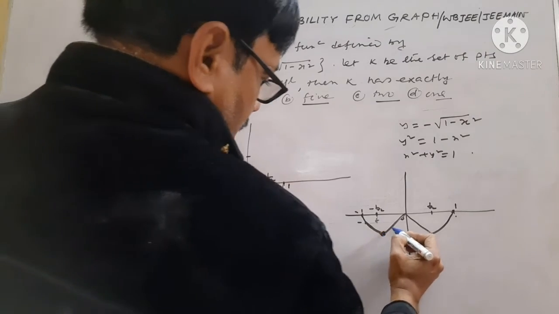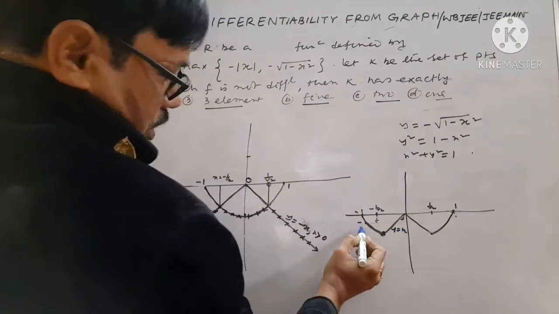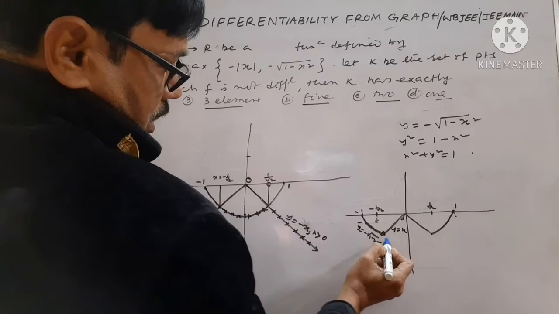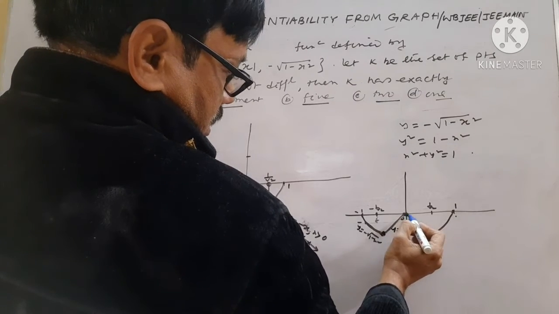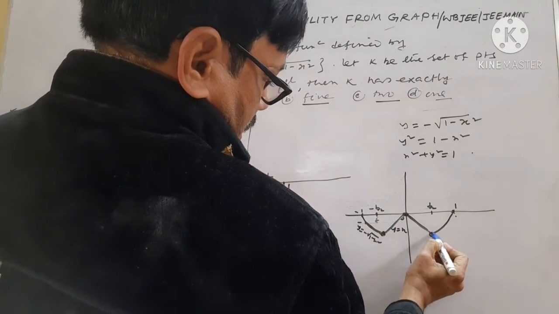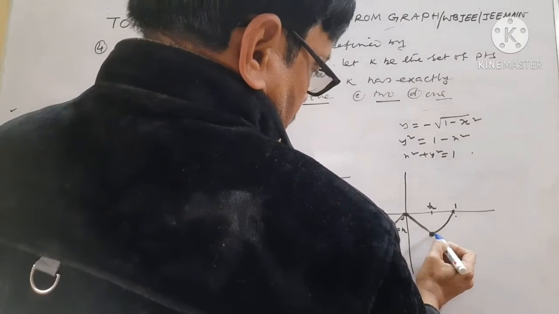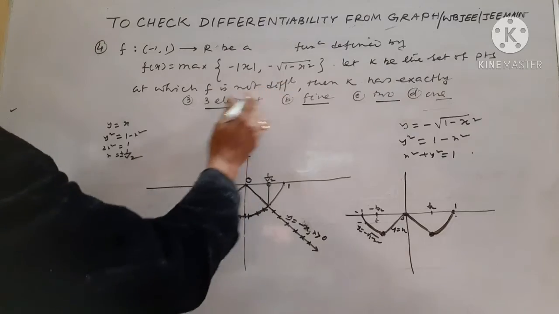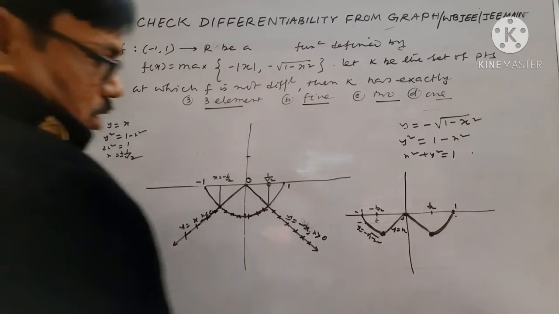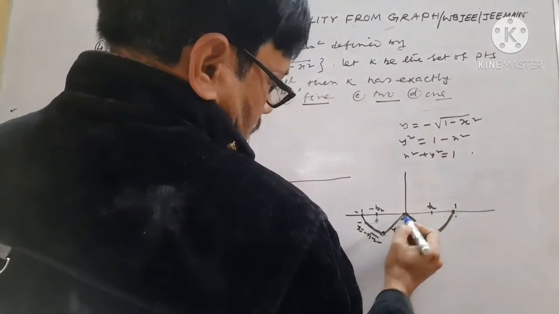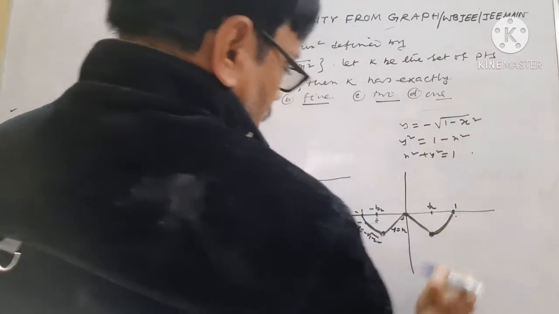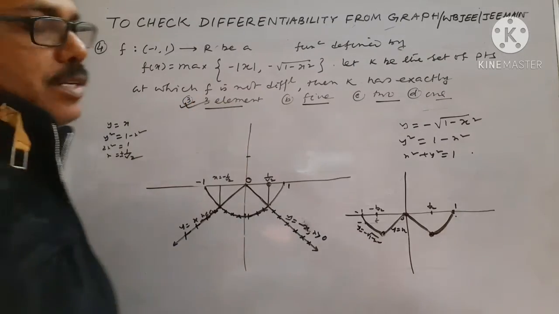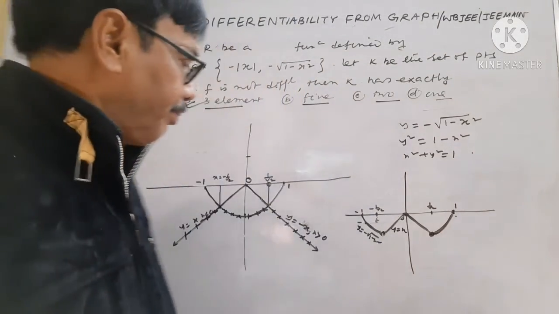So we get one sharp point. Different curve: y equals x, and this is y equals to minus root over 1 minus x square. This is mod x, sharp point. Here also sharp point. So how many sharp points within this interval? Minus 1 and plus 1 are not included. So minus 1 by root 2, 0 and 1 by root 2. So 3 points where f(x) is not differentiable.